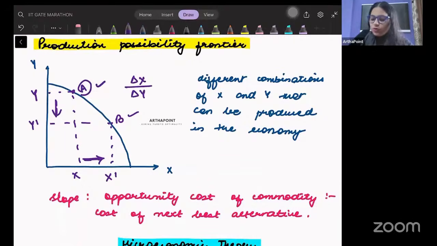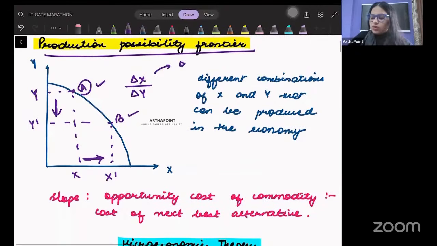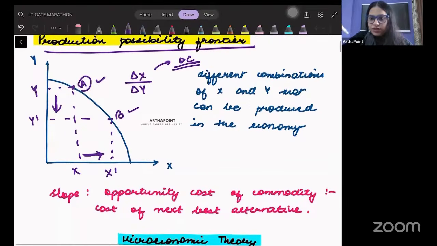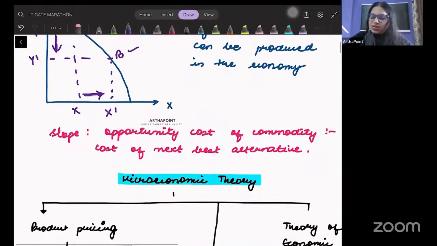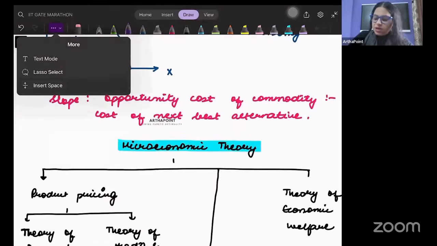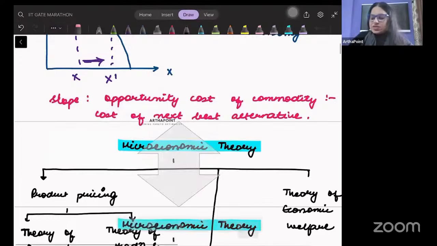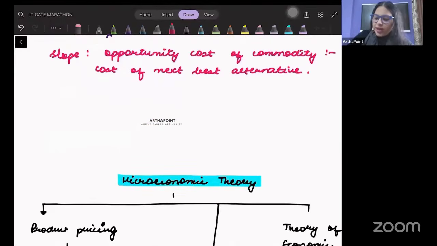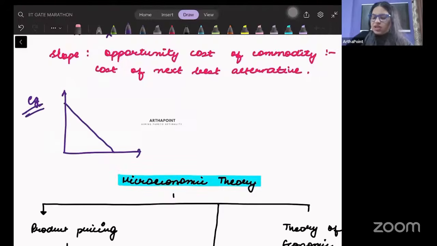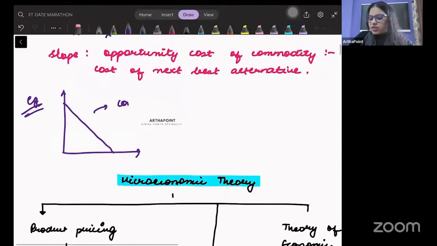So the slope of this PPF, the slope of the production possibility frontier, is known as opportunity cost. And it tells us how much of one good you have to give up in order to produce the other good. Now, you can get multiple questions in the exam related to this PPF. For example, they can ask you what happens if you have a PPF which is a line, what its slope will be. So you have to say that here you have constant opportunity cost.